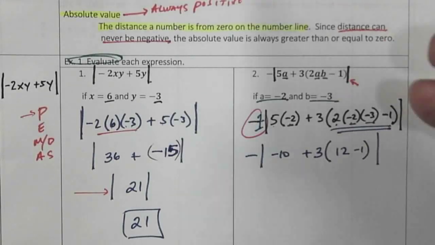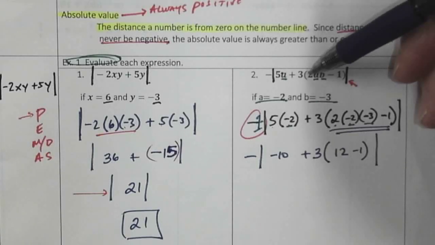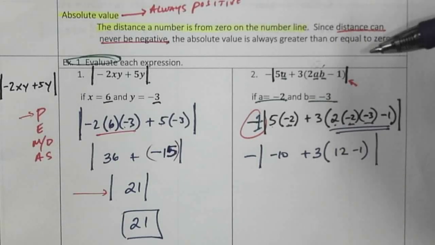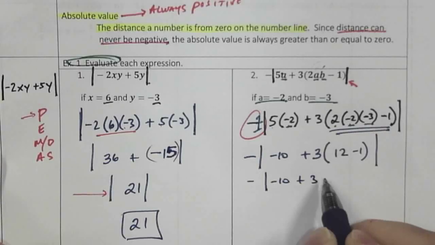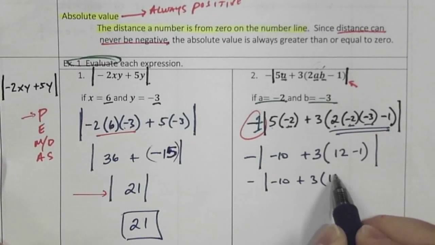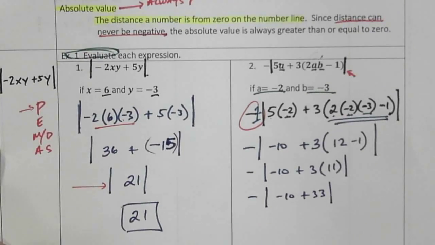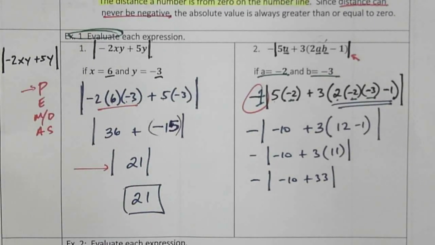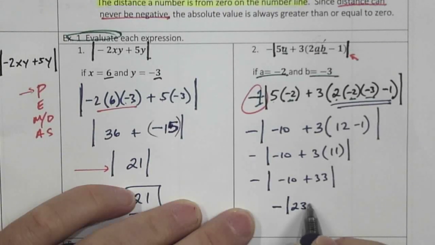So when I looked inside, I multiplied this right away, but then I worked inside of this little parenthesis. 2 times -2 times -3 got +12. I'm going to subtract here. -10 plus 3 times, what is 12 minus 1? 11. And so now -10 plus 33. 3 times 11. What is -10 plus 33? What's 33 minus 10? 23. We get a negative absolute value of 23.